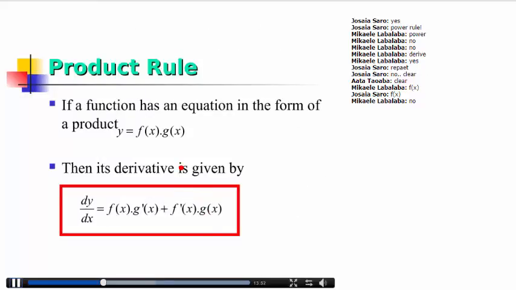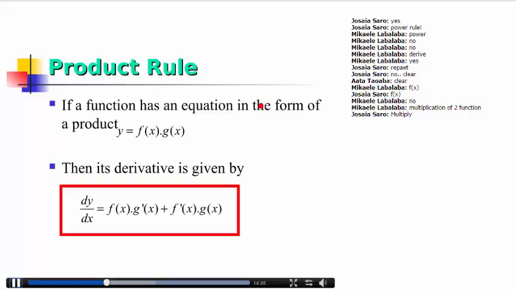Now we have to consider product rule. Can anyone tell me when do we use product rule? When do we use product rule? What does the word product say to us? When two functions are multiplied. When two different functions, very good. Yes, so when two different functions are multiplied, that's when we use product rule.